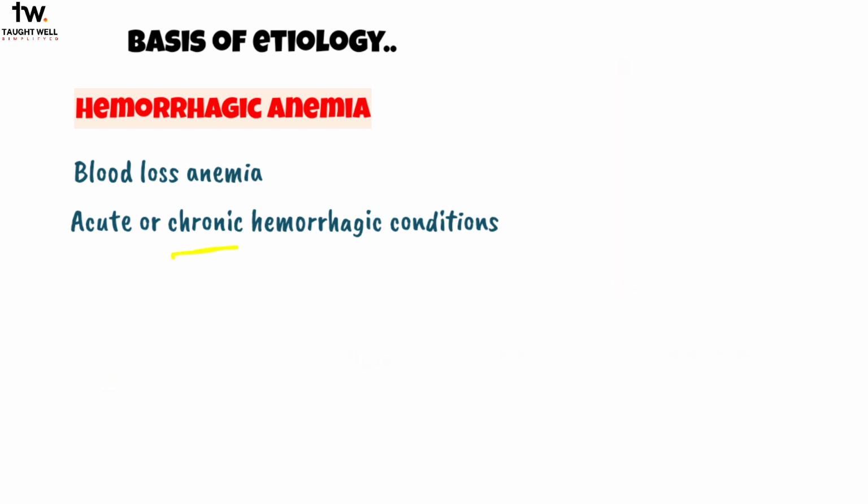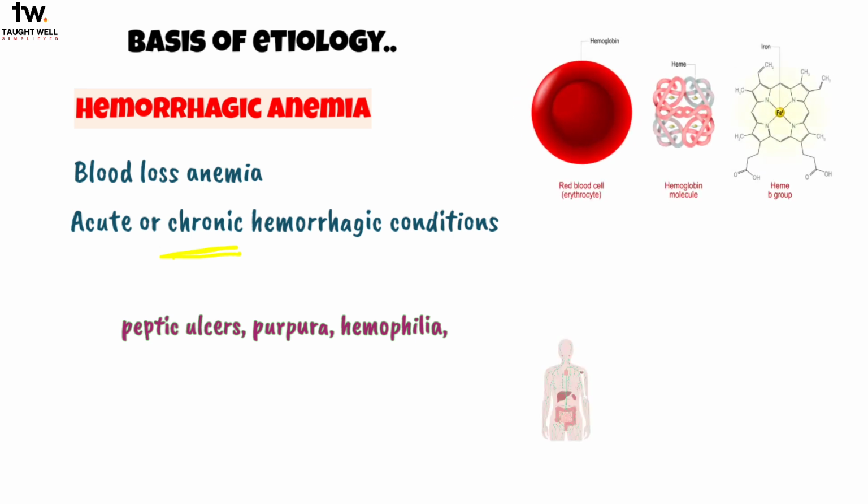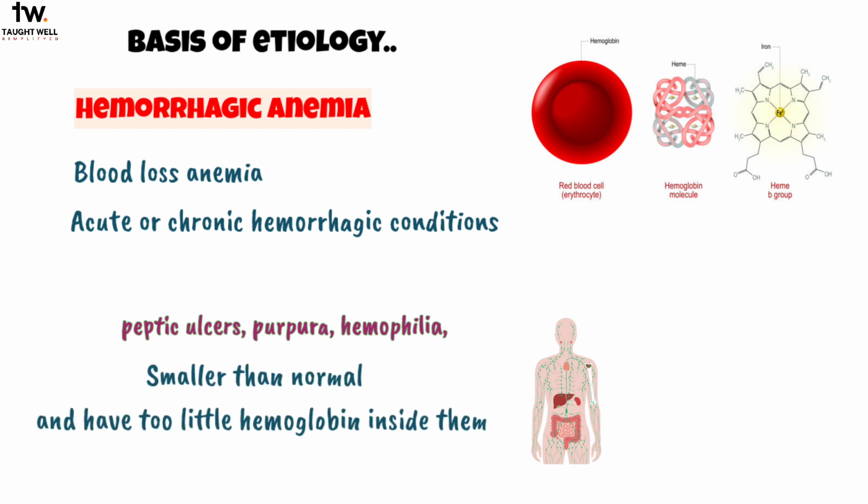When the blood loss is chronic due to conditions like peptic ulcers, purpura, hemophilia, etc., the patient frequently cannot absorb enough iron from the intestines to form hemoglobin as rapidly as it is lost. So, the RBCs that are produced are smaller than normal and have too little hemoglobin inside them. This results in microcytic hypochromic anemia. The second type is hemolytic anemia.